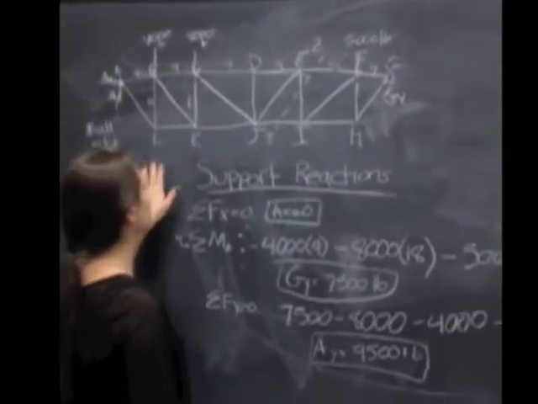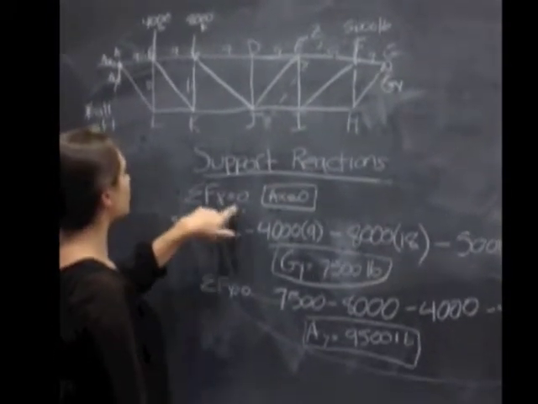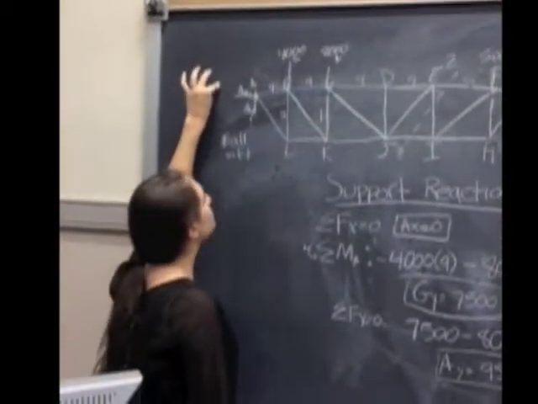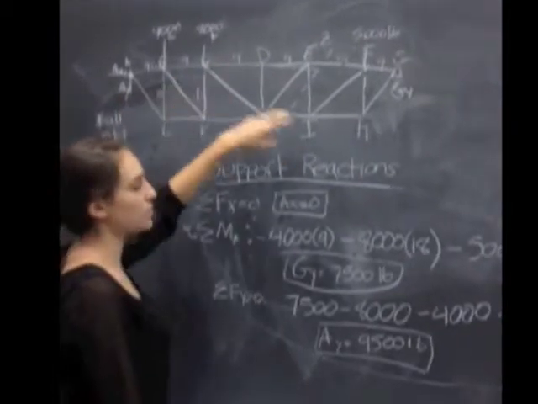Alright, so after we draw the diagram, we're going to work on the support reactions. So our first one is sigma Fx equals 0. And that's the easiest one to start with because there's only one force in the x direction, which is this AX. So AX equals 0, it's the only one.